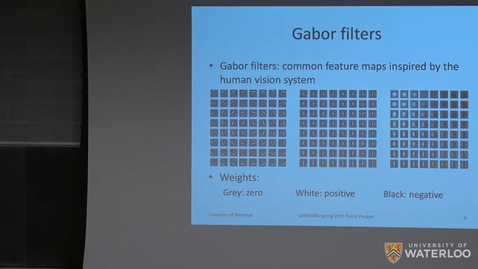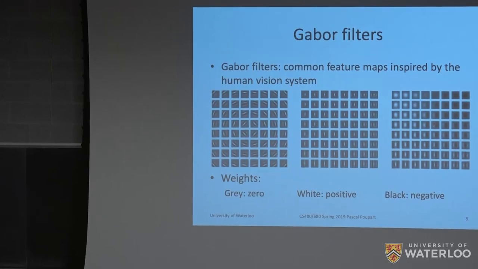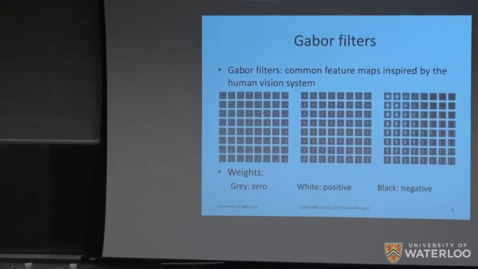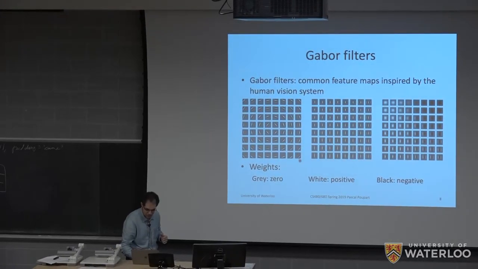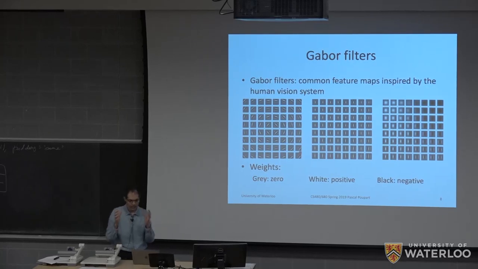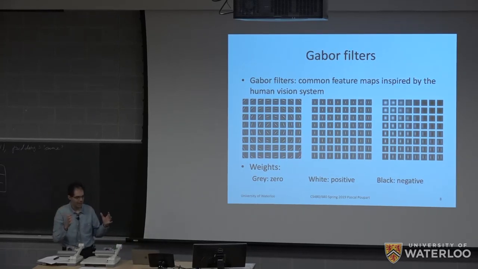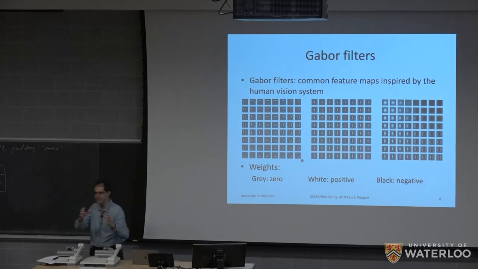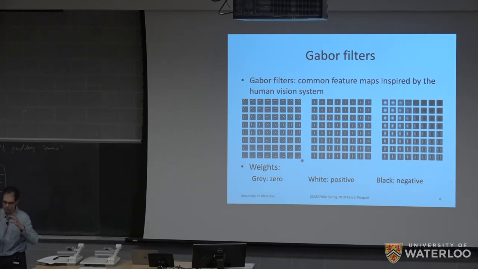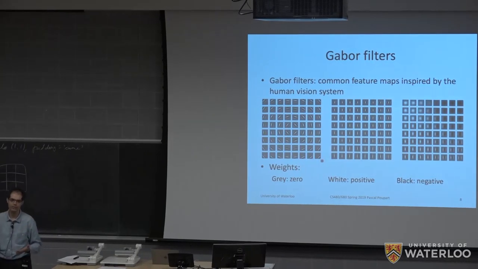So you see these are different features that we might want to detect, capture, and build gradually on top of. Here the idea is that for every little image, there is a patch of weights that corresponds to it, and the magnitude of those weights is given by the level of gray, where zero is gray, white is positive, black is negative, right? And now you apply this to an image, and you check whether in a given patch there is a corresponding feature or not. That's the idea.